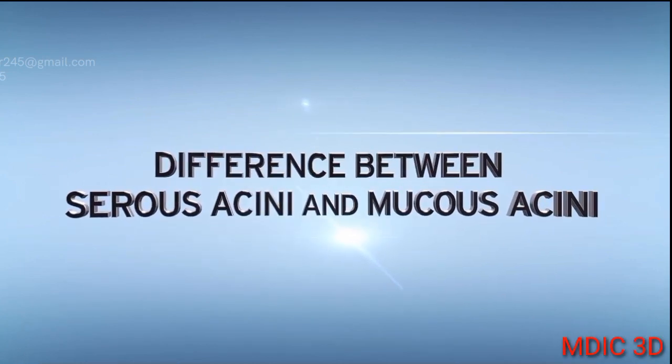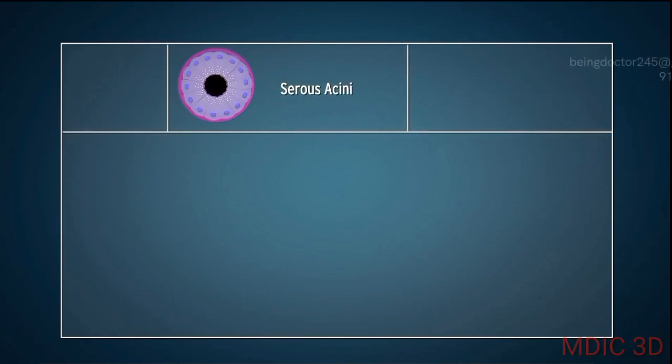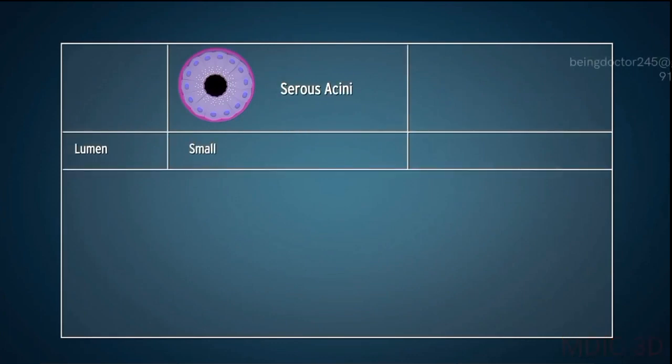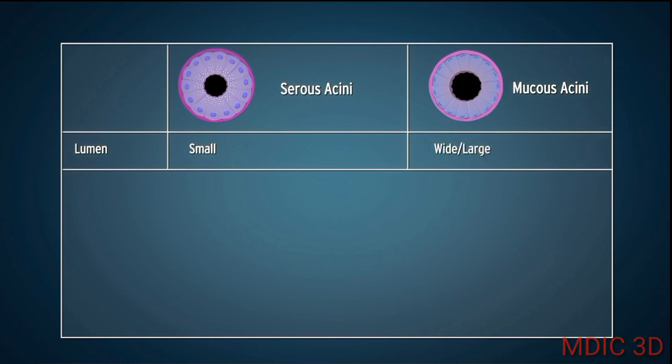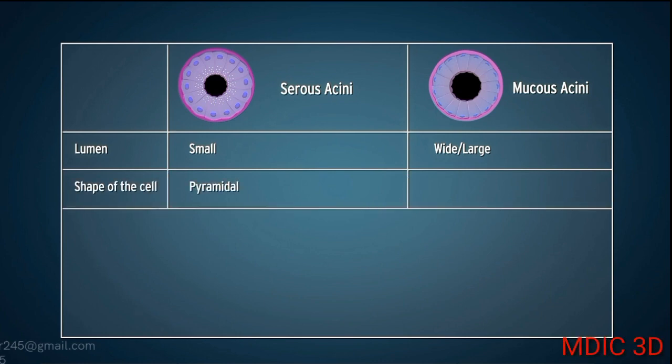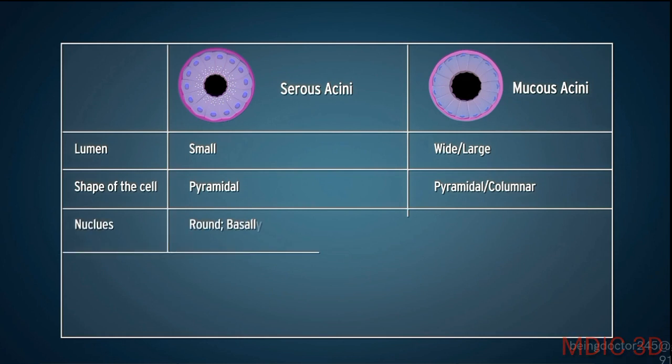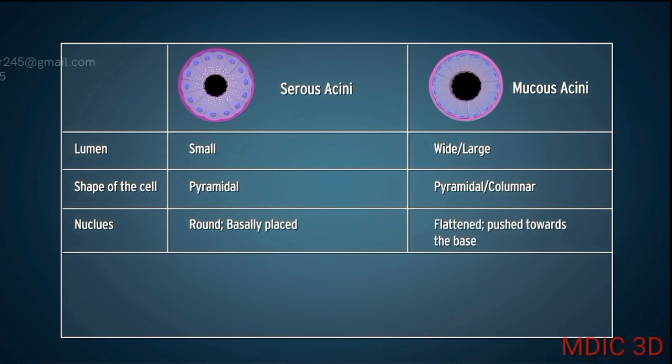Difference between serous acini and mucous acini. Serous acini: lumen is small. Mucous acini: lumen is wide or large. Serous acini: shape of the cell is pyramidal. Mucous acini: shape of the cell is pyramidal or columnar. Serous acini: nucleus is round and basally placed. Mucous acini: nucleus is flattened, pushed towards the base.